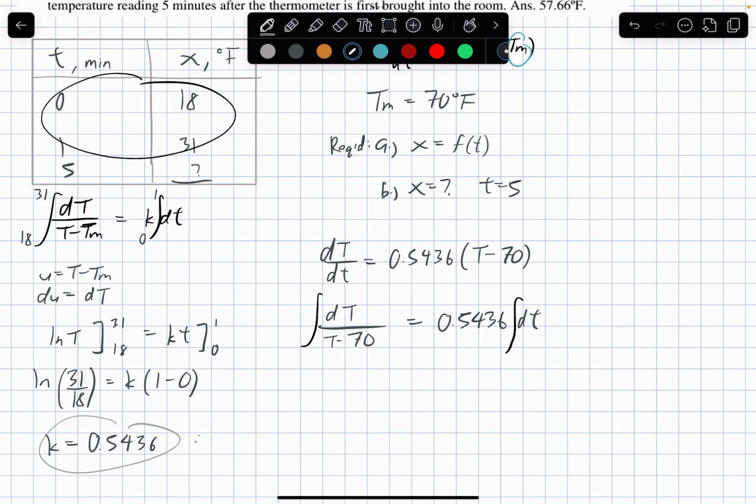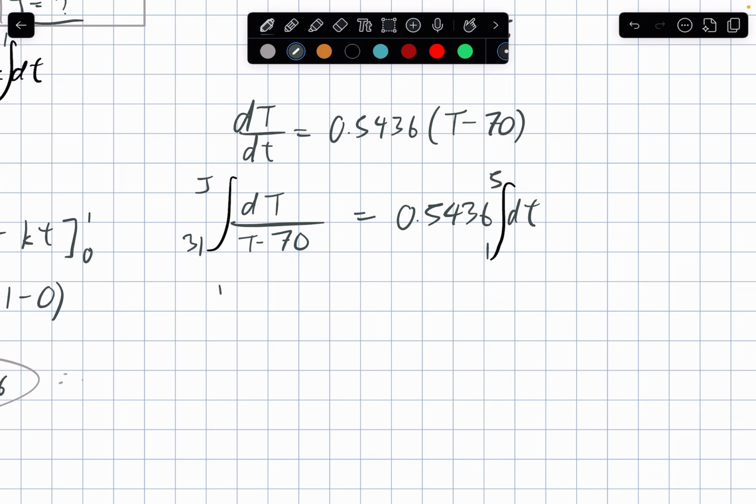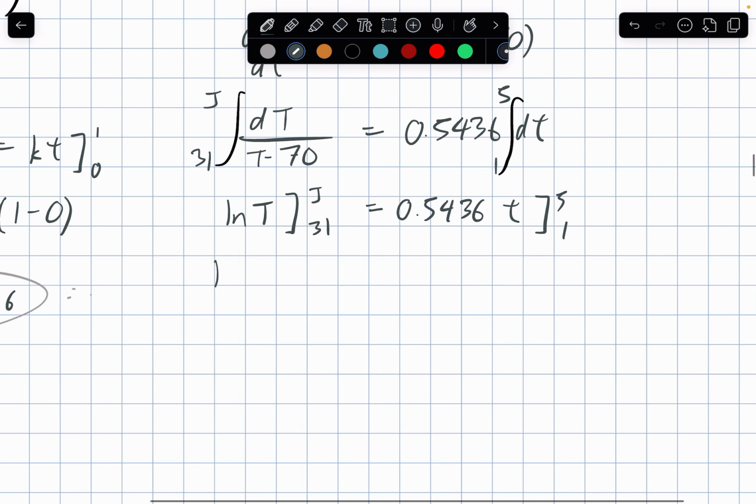So we can choose any of these two pairs. They're characterized by having both t and x values. We can choose any of them. I want to try 1 and 31. So coming from minute 1 to minute 5, and we come from 31 to, well, the value that we're looking for. Let's make it j, no? Okay, so ln T from j to 31, 0.5436 times t from 5 to 1.